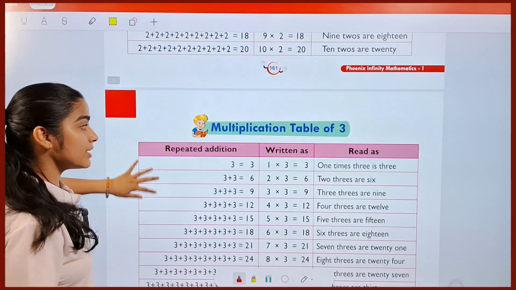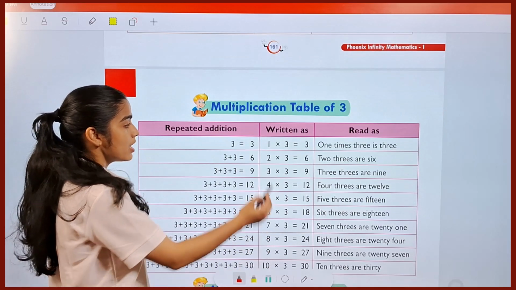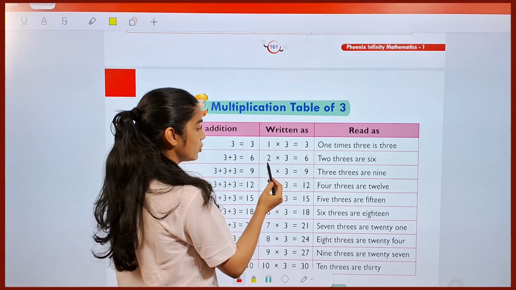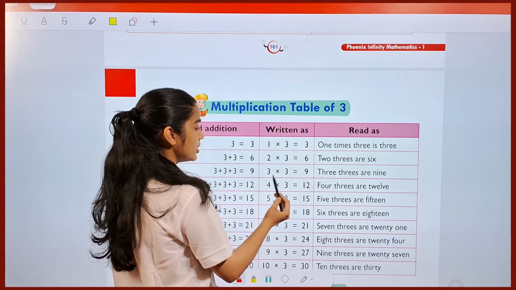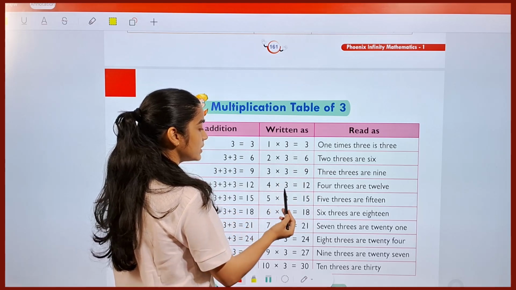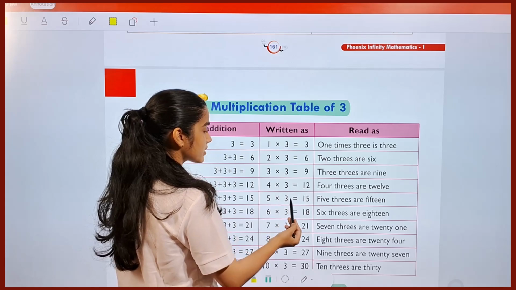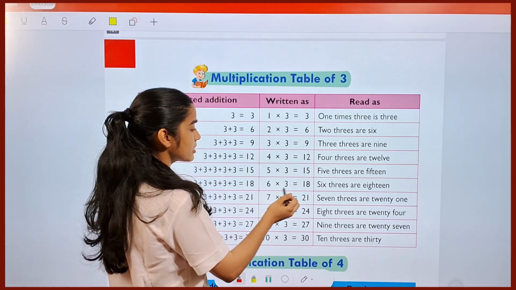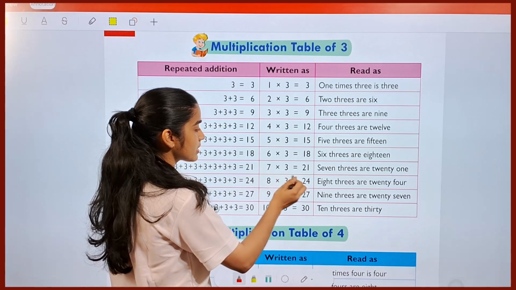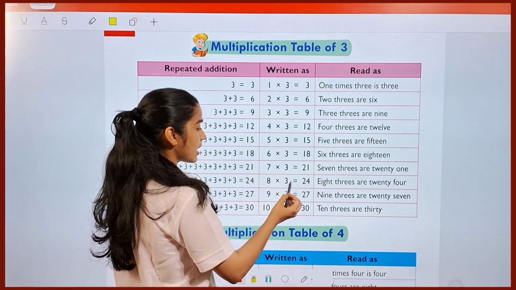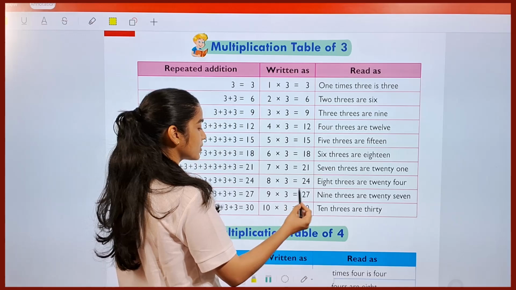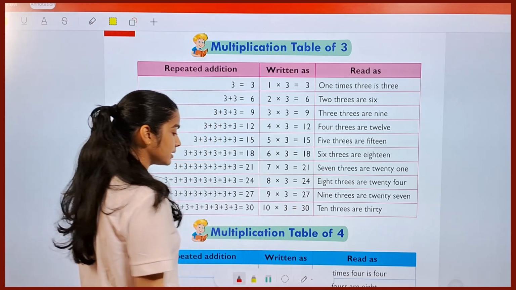In the same way we have a table of 3. 1 three is 3. 2 threes are 6. 3 threes are 9. 4 threes are 12. 5 threes are 15. 6 threes are 18. 7 threes are 21. 8 threes are 24, 9 threes are 27, 10 threes are 30.